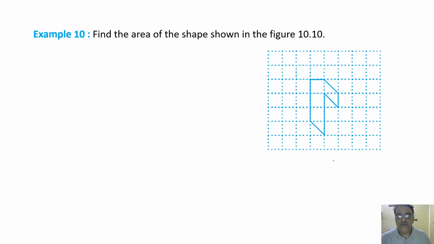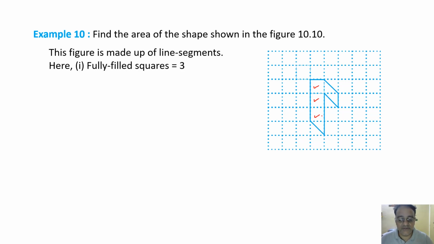Example number 10. Find the area of the shape shown in the figure 10.10. अभी यहाँ पे we will count the full filled squares. See, 1, 2, 3. These 3 squares are fully filled, right? So fully filled squares is equals to 3. Now we'll count the half squares. 1, 2, and this is 3. So half filled squares is equals to 3.